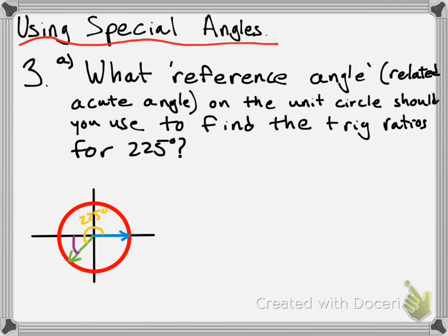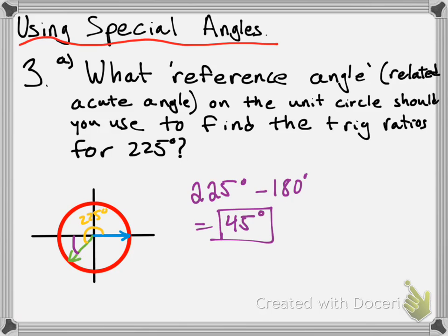We need to decide what angle that actually is. Some of you might be able to see that immediately because you see that it's a little bit past 180 degrees to get 225. So essentially what we need to ask ourselves is, what do you need to add to 180 degrees to get to 225 degrees? An easy way to answer that is to do 225 degrees minus 180 degrees, and that gives us 45 degrees. So the related acute angle, or the reference angle, that we're going to be using to find the trig ratios for 225 degrees is a 45 degree angle. Okay, and we are going to be using that in question 3c, I think. So we'll get to that soon.